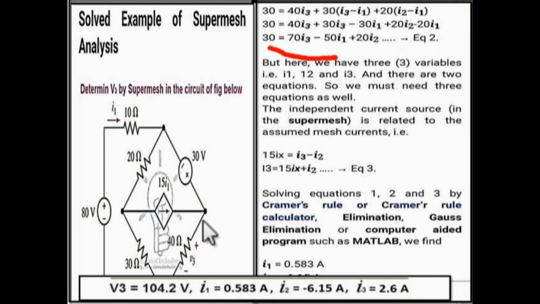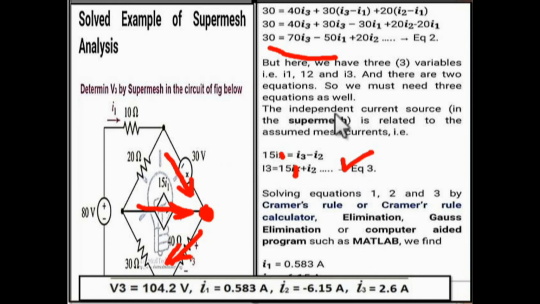And then the third equation, you have to apply KCL at a node, guys. So apply KCL at this node. 15I1 is coming towards the node, I2 is also coming towards the node, and I3 is leaving the node. So you can write I2 plus 15I1 is equal to I3. This is I1, guys, not Ix. So you can write I3 equal to 15I1 plus I2.